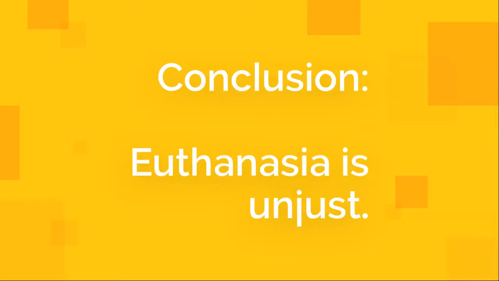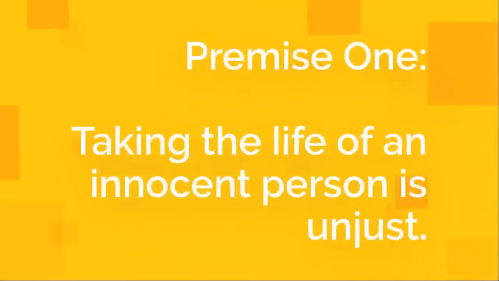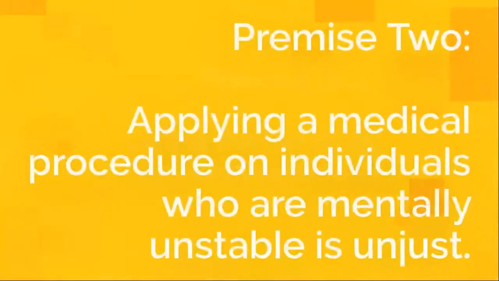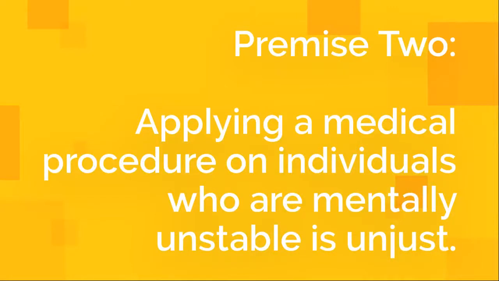Now I'm going to apply my first premise, and again, my premises are applying what's known as this line of reasoning. So why is euthanasia unjust? Well, here's premise one: taking the life of an innocent person is unjust. Premise number two: applying a medical procedure on individuals who are mentally unstable is unjust.